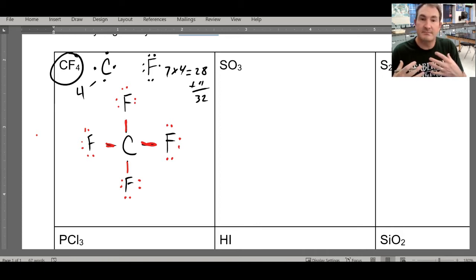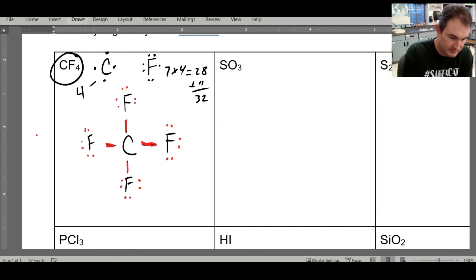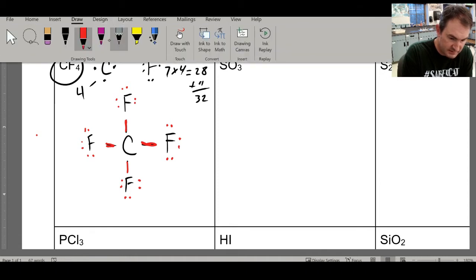Or do we need to make some adjustments to this Lewis structure so that everybody does? If everybody's full, then we're done. If somebody's not full, then we need to make one more change. So let's do a quick count. I'll change my color here again, purple.